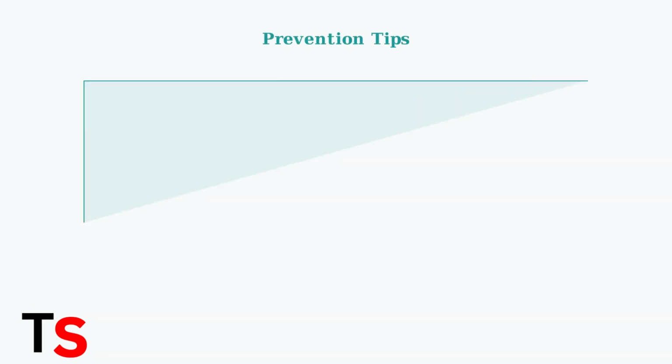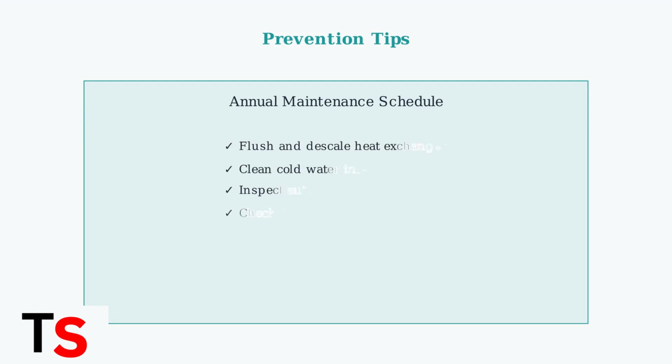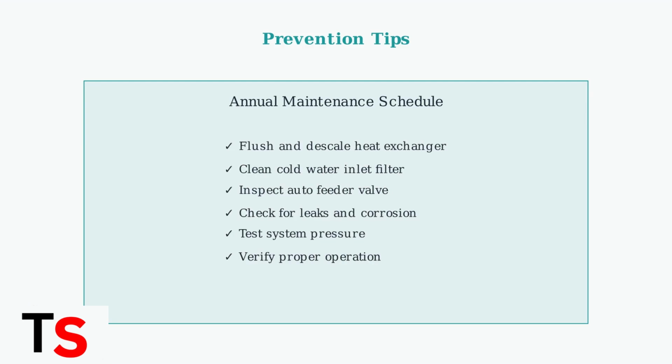Prevention is key to avoiding future error 351 issues. Perform annual maintenance, including flushing and descaling the heat exchanger, and clean filters regularly. This removes mineral deposits and ensures optimal performance.